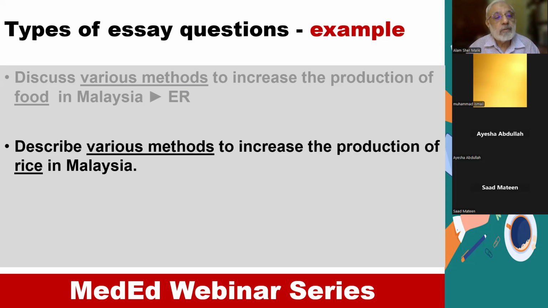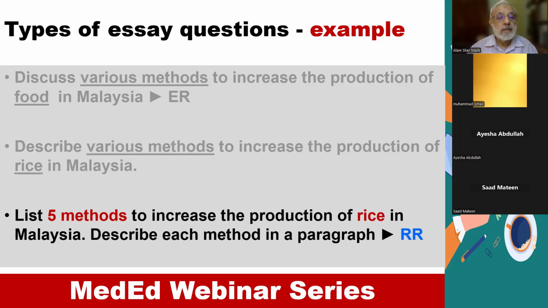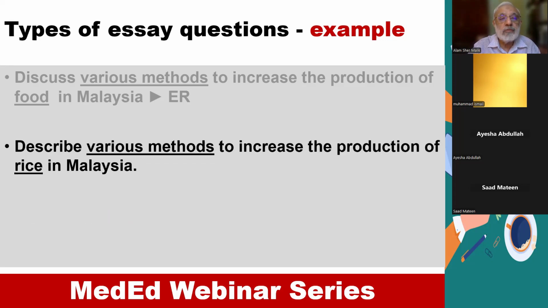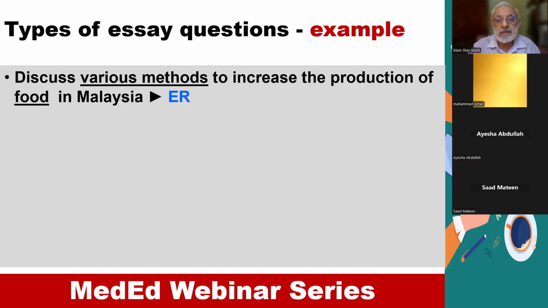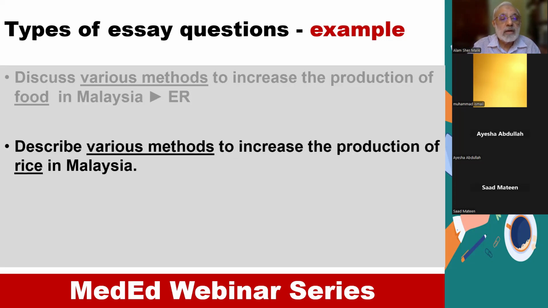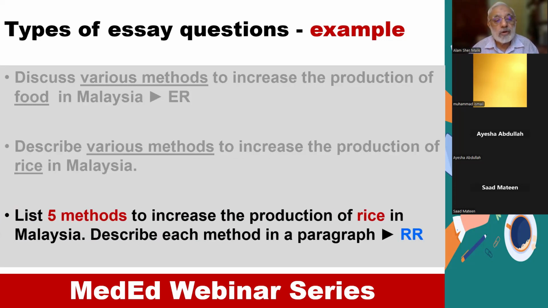So from the broad term of food, we have narrowed it down to rice. And if we further improve: list 5 methods to increase the production of rice in Malaysia. Describe each method in a paragraph. So this would be a restricted response question. You see how we can move from an extended response to a restricted or modified response.